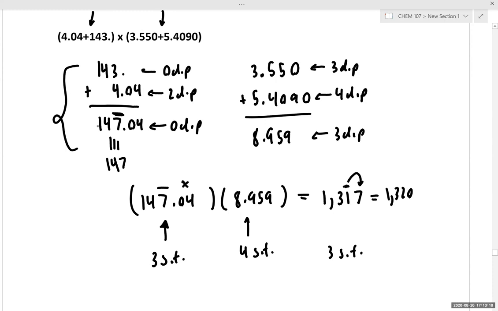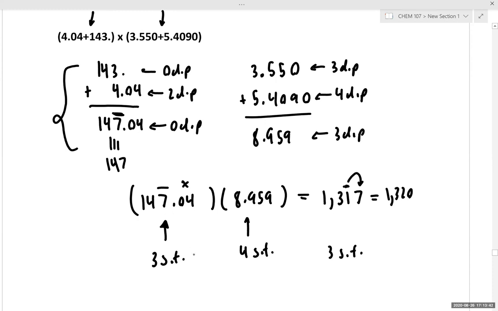This bar tells us any number before the bar, including the number under the bar, are significant. So this number is functionally treated like 147. We carry through our non-significant digits in our calculations to avoid rounding errors. And as we see, since we're multiplying, we care about sig figs.